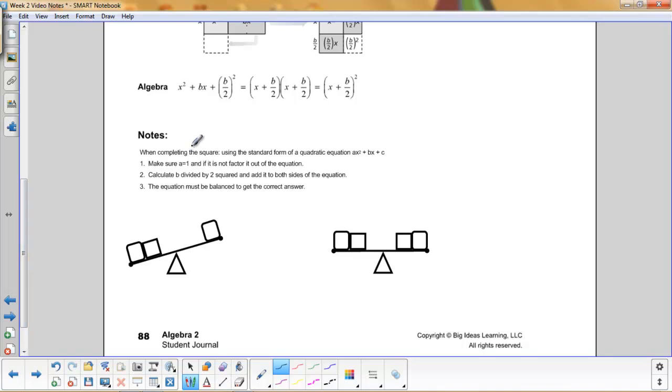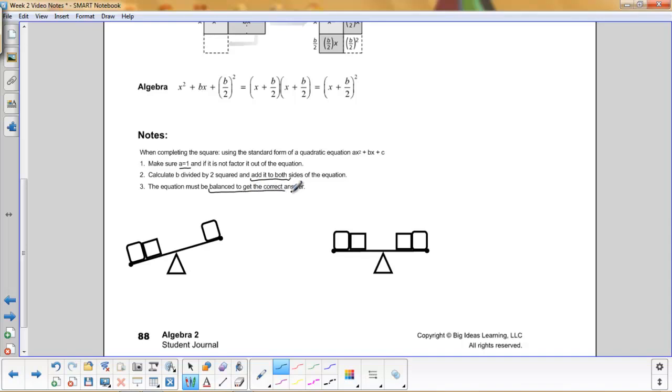So the first thing you want to do is use the standard form of a quadratic equation. That's going to be ax squared plus bx plus c. But remember, there's a special rule that has to take place. The coefficient a has to be 1. If it's not, you have to factor it out. Then you're going to calculate b divided by 2 squared and add it to both sides of the equation. The reason you have to add it to both sides of the equation is because the equation must be balanced to get the correct answer.